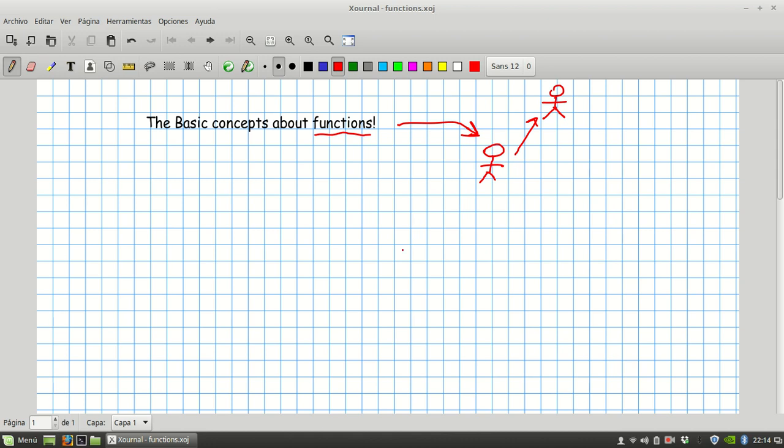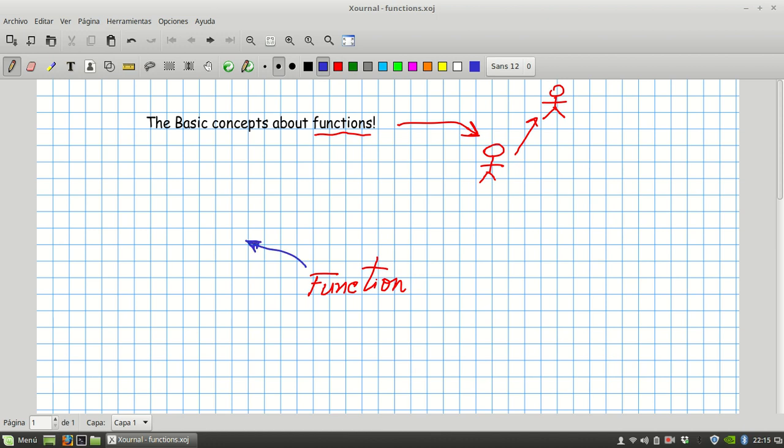And this is what we're going to do. We're going to do the basic concepts about functions. We're going to see some specific facts about the functions like one-to-one and inverse. And the idea is to get it and understand what is a function. Okay? So we're going to start by saying what is a function.